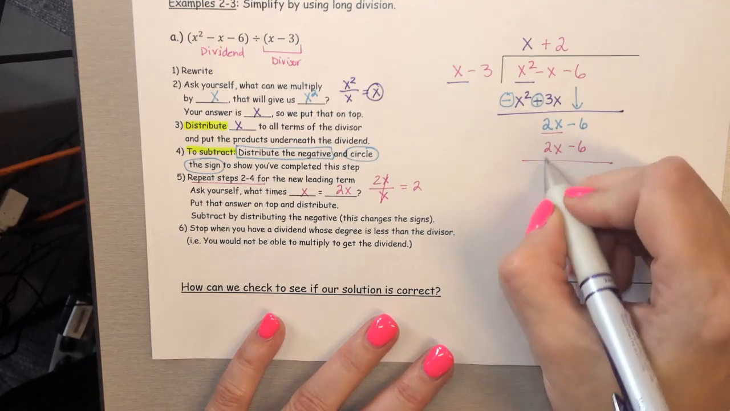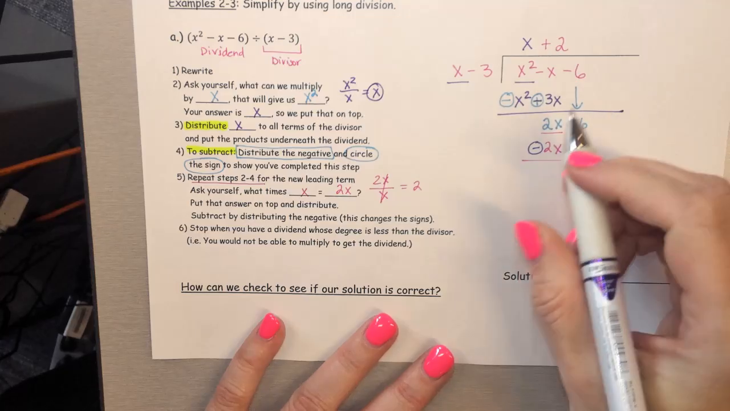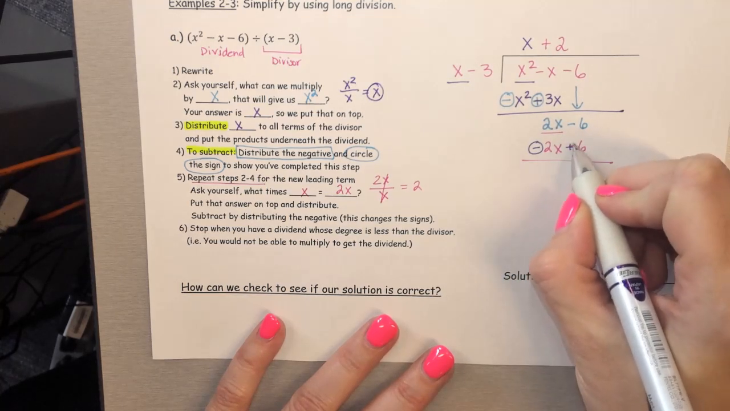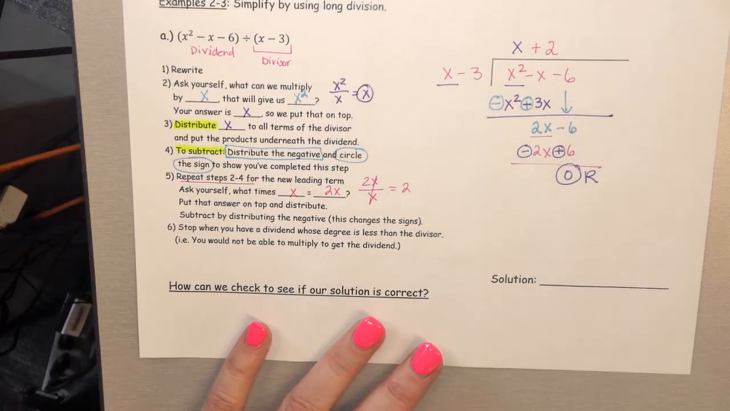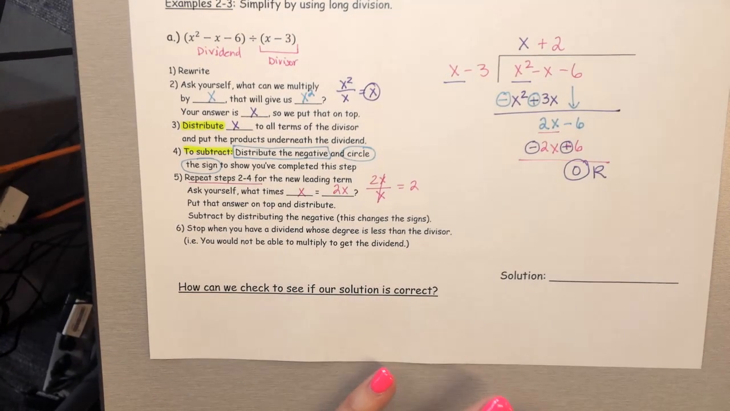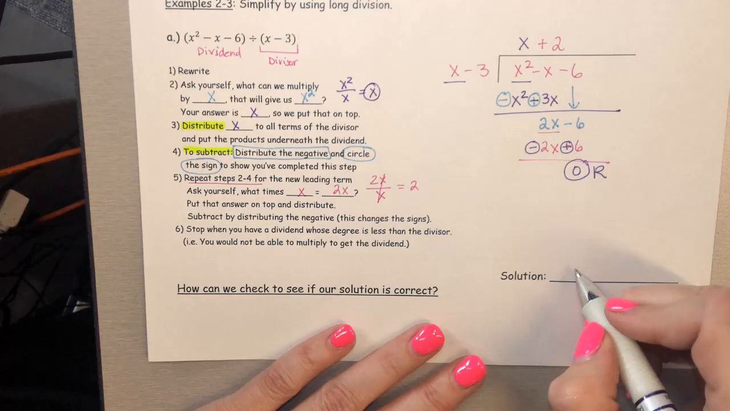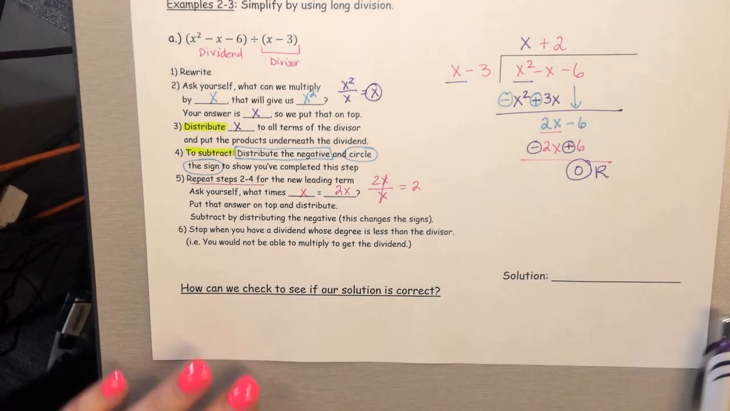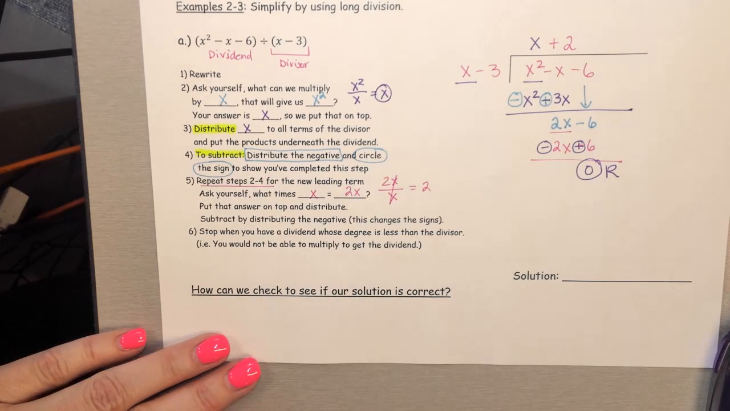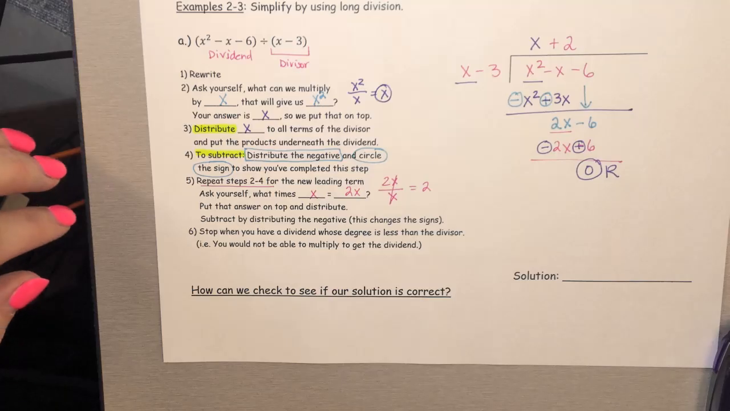So here, these should look the same. When you distribute these, it should be opposite. So this is negative 2x. This is a positive. Okay, and in this case, there's no remainder. That does happen on occasion. If there's no remainder, then we are going to write our solution as just the quotient. We are going to stop when we have a dividend whose degree is less than the divisor.